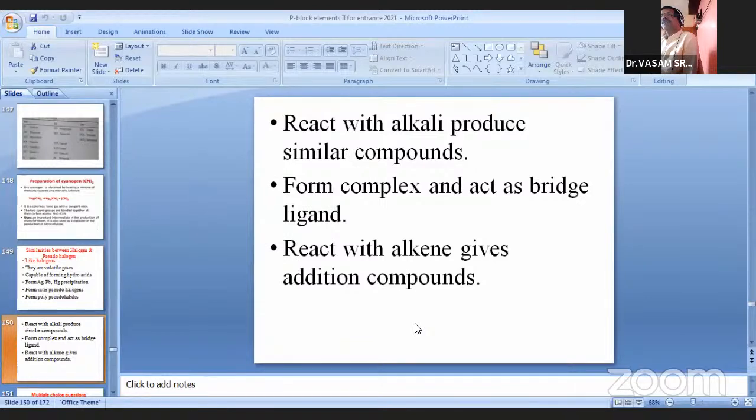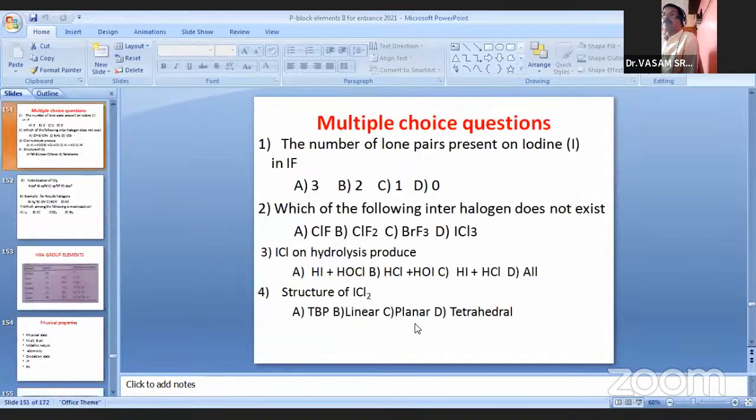And the reaction with alkali produces similar compounds, and the pseudo halogens also form complexes and act as bridging ligands. And pseudo halogens also react with alkenes, giving addition compounds. So these are all the properties of pseudo halogens, like halogens.